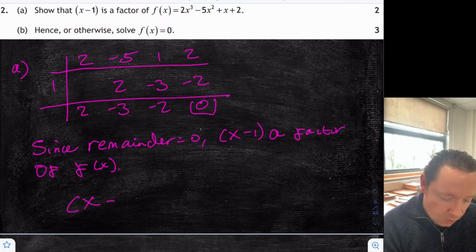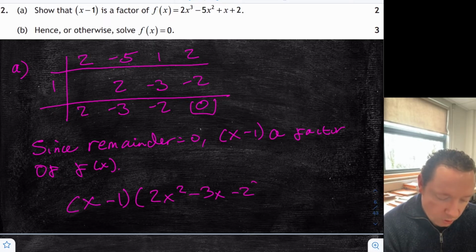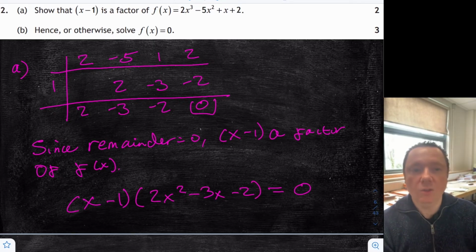And now we have to solve it equal to 0, so we can just straight away say x minus 1, that's our factor, 2x squared minus 3x minus 2 equals 0. And we need to solve that.